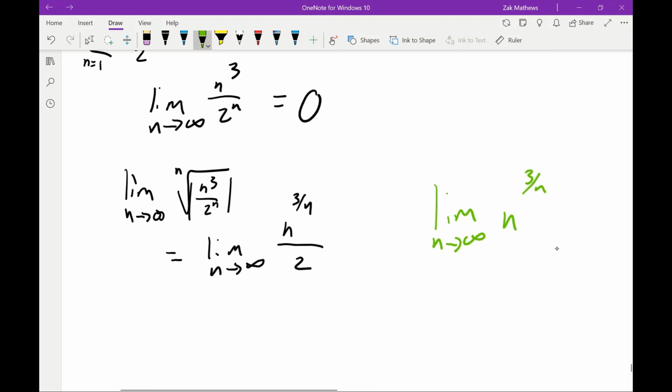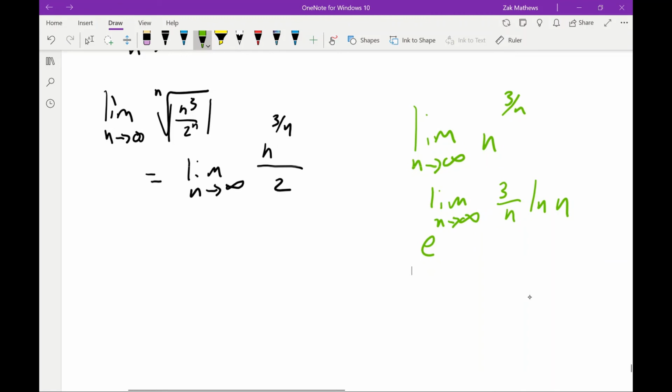So let's rewrite this using our logs. I'm going to create a base of e and then raise that e to the natural log of n to the 3 over n power, which allows me to bring that exponent down to the front. And so now I'm going to have e to the 3 natural log n over n power.